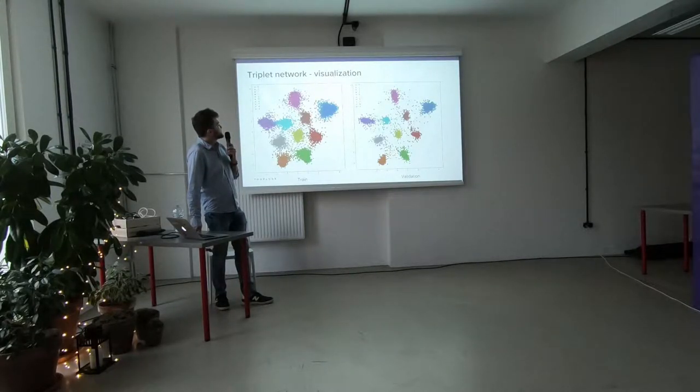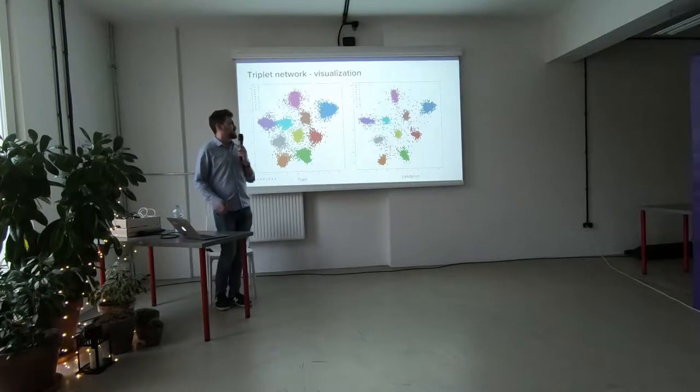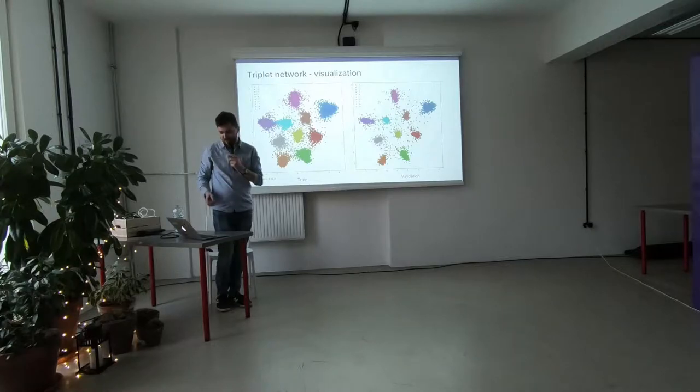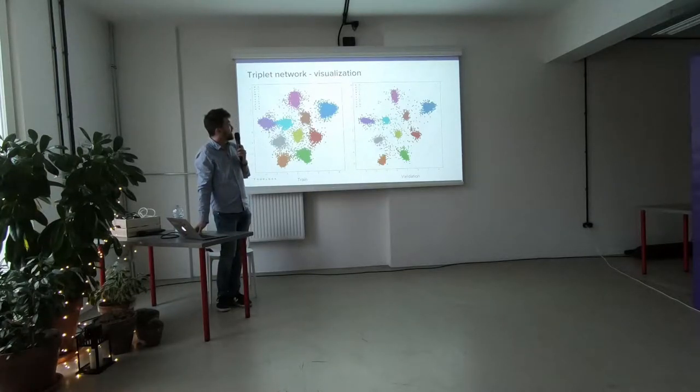It doesn't look as good as the Siamese case, mostly because, first of all, the objective function is different. We didn't want the embeddings to be very close to each other. We just wanted to keep some margin between them. But also because training these triplet networks can be problematic sometimes, and in a second I will tell you why.